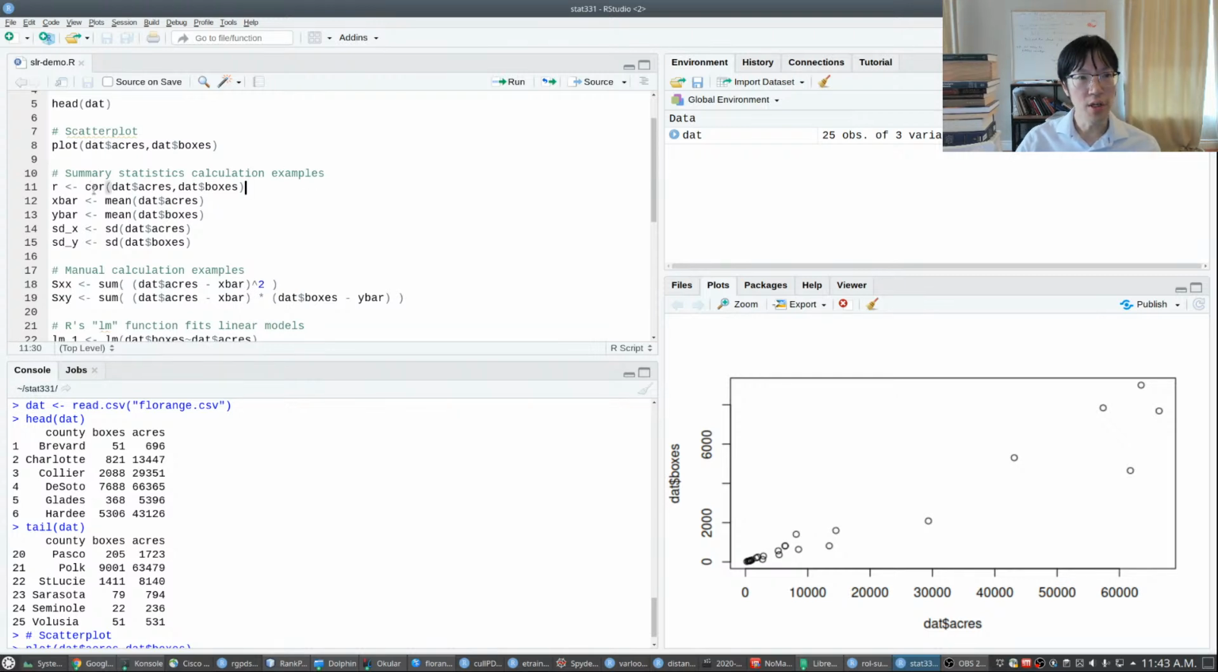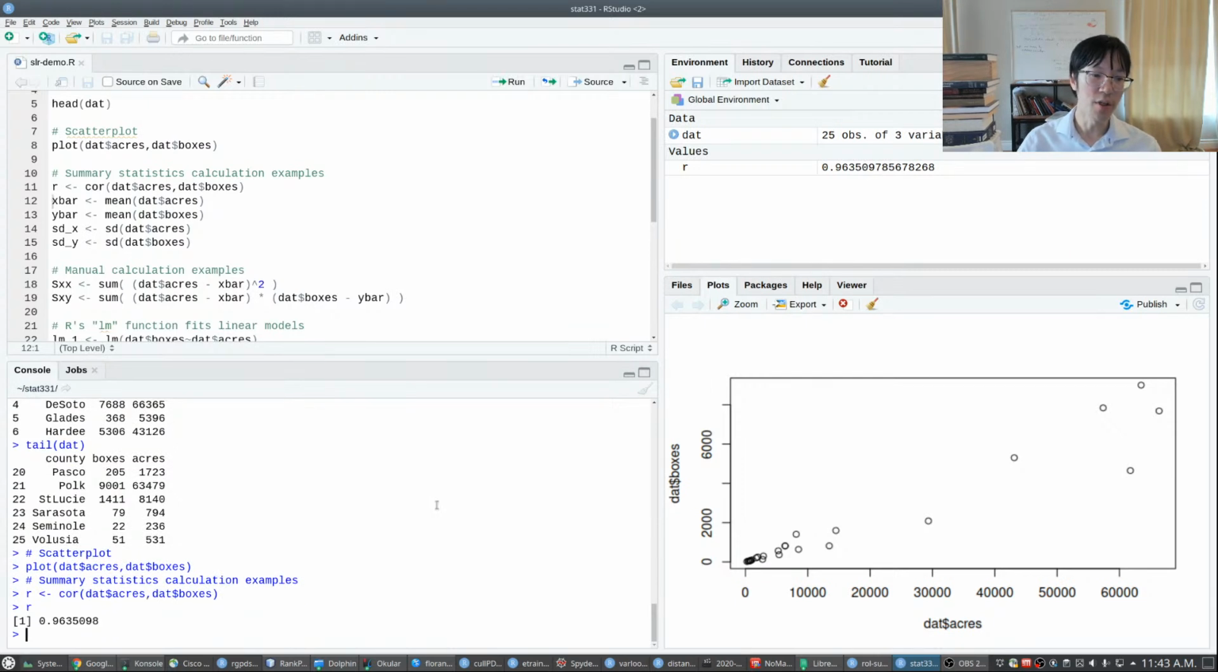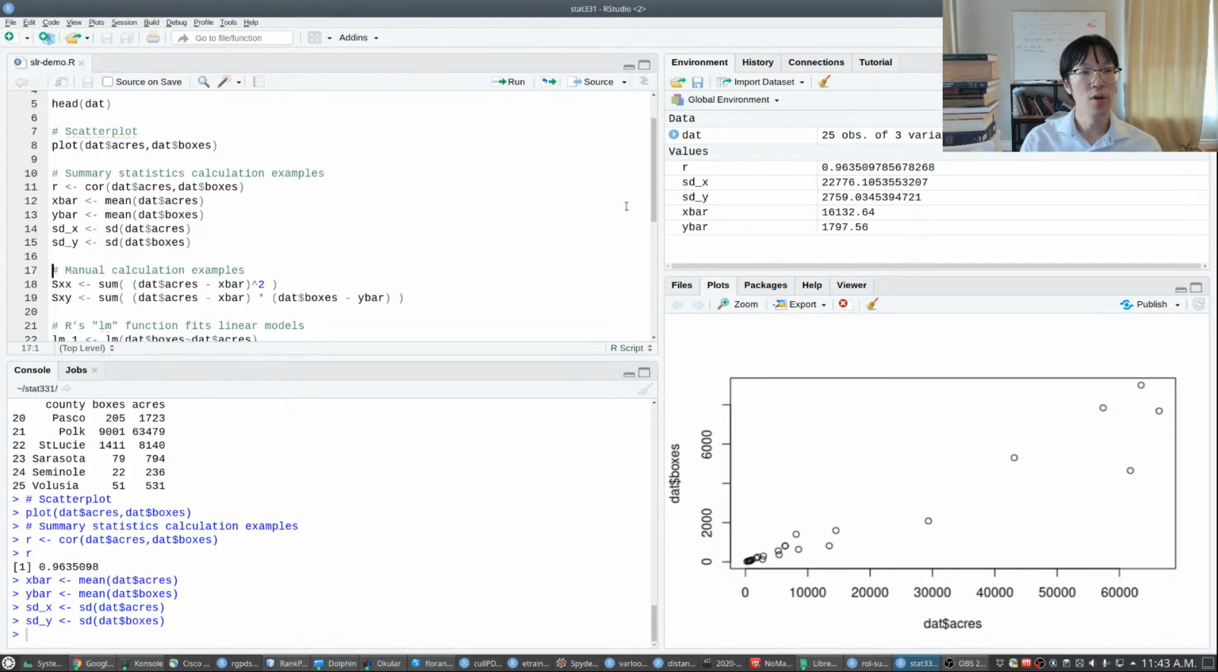So there are some basic summary statistics commands. We simply use the correlation command, mean, and standard deviations. That will give us the values I showed you on the board. For example, we see that the correlation is about 0.964. Okay, so all these operate on vectors. So there's a mean of the 25 values of the acres variable, and so on.